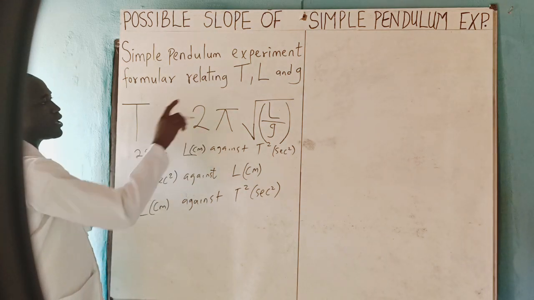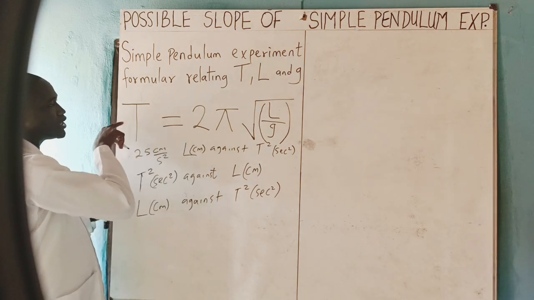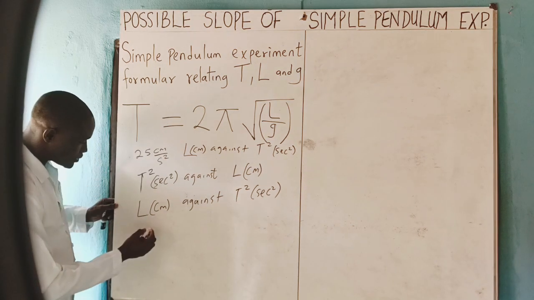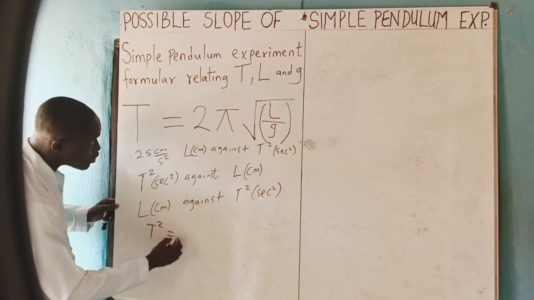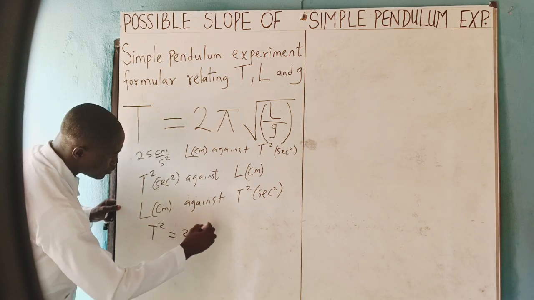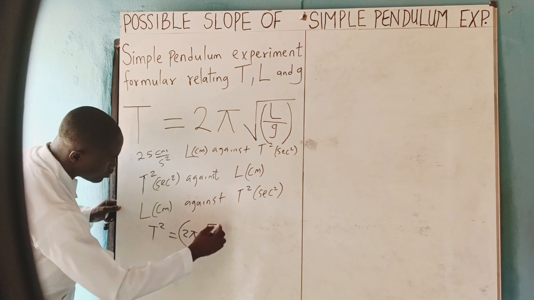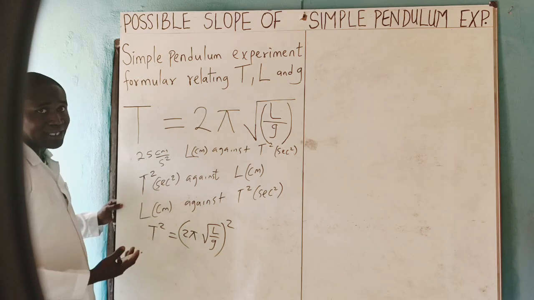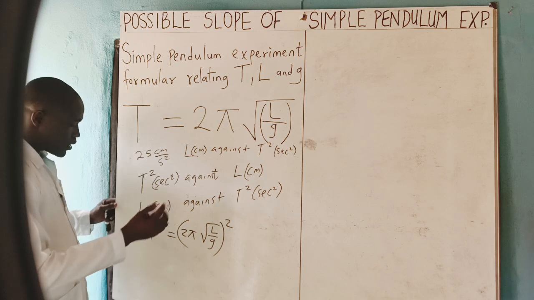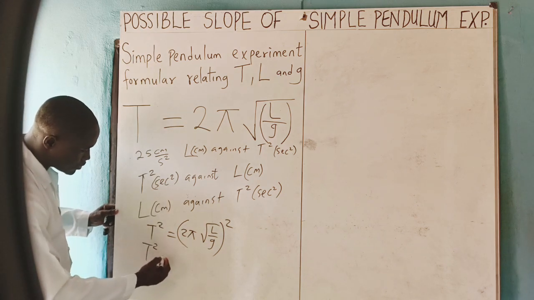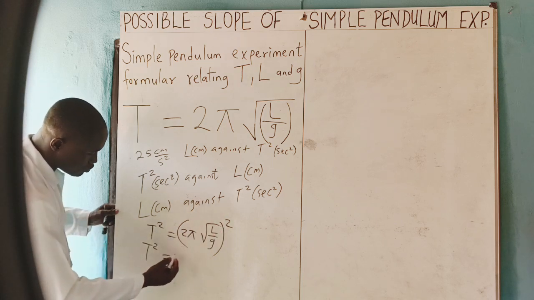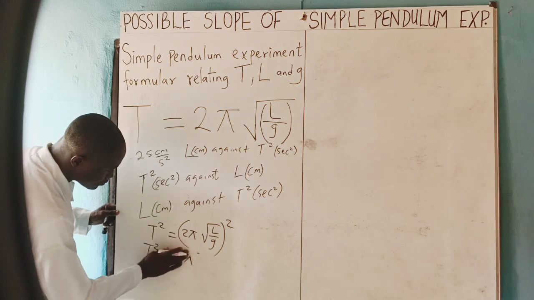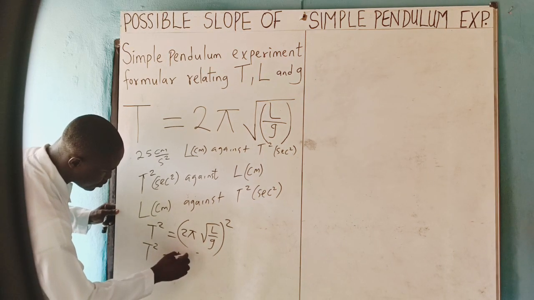I will go to this formula. What can I do to this formula so that it will have T squared? What I will do is I'll square both sides. T squared equals 2 pi root L over G all squared. I am squaring both sides because what you do on the left hand side is what you do on the right hand side for it to be balanced. T squared will be 2 raised to the power of 2, 4. Pi raised to the power of 2 is pi squared.